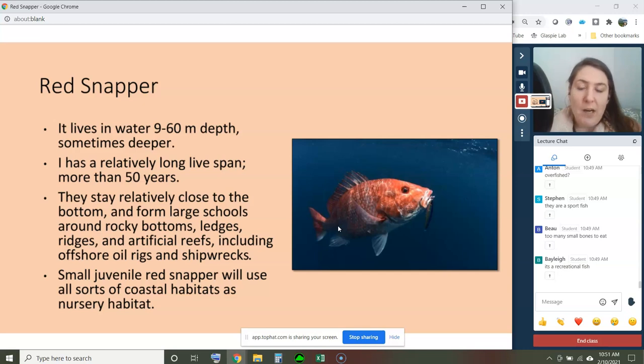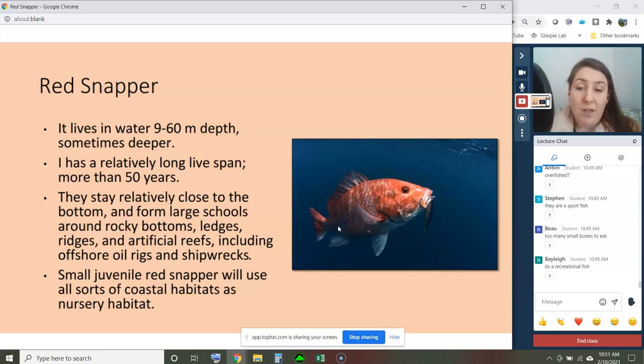It lives in water about 9 to 60 meters deep, which is pretty deep. Sometimes it can be found even deeper than that. It has a relatively long lifespan. This is actually something that we found out relatively recently. We used to think it only lived like 10 to 15 years. Actually, generally it lives more than 50 years, in some cases up to 100 years.